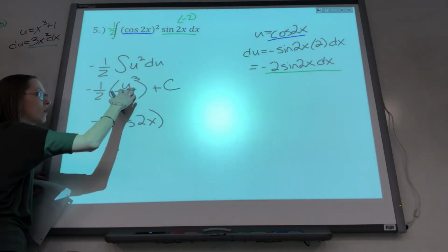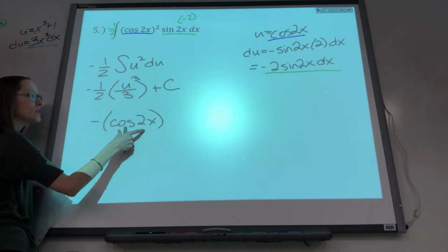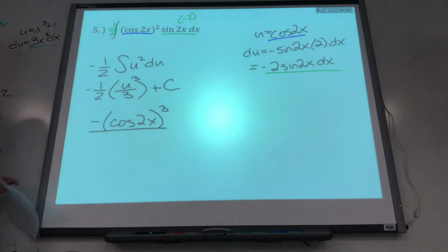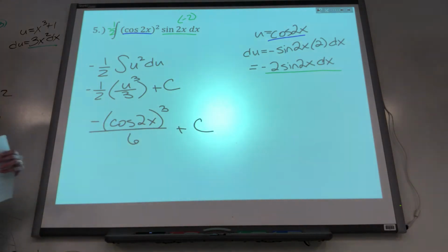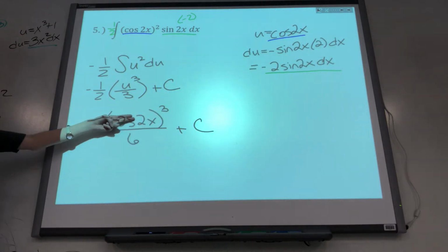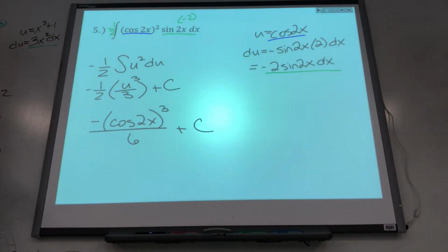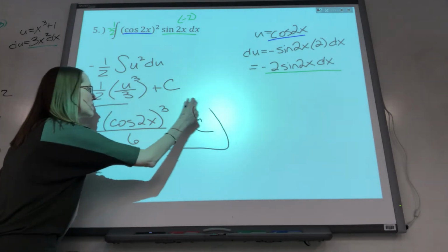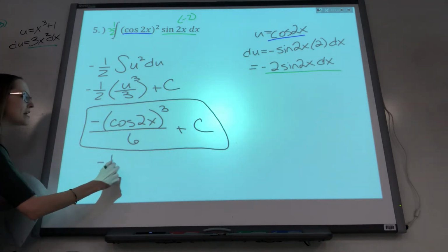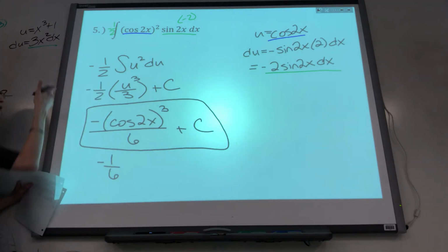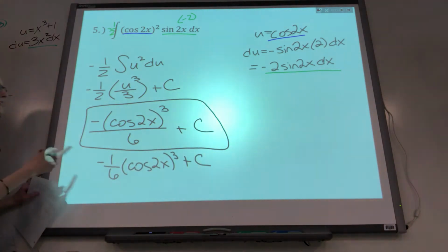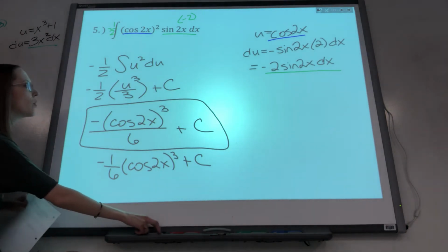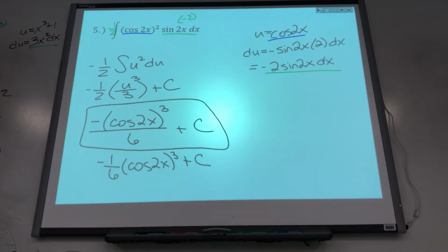And if you want to put parentheses around the u part, u was cosine of 2x, you can leave it like that with the cube on the outside. Or I guess you could put the 3 right here in the middle like we did on the last one, and you won't need parentheses. But I like to turn that into just a single fraction, or it would be the same as negative 1/6 times the cosine of 2x cubed plus c. That would also be fine if you want to pull the fraction out front.